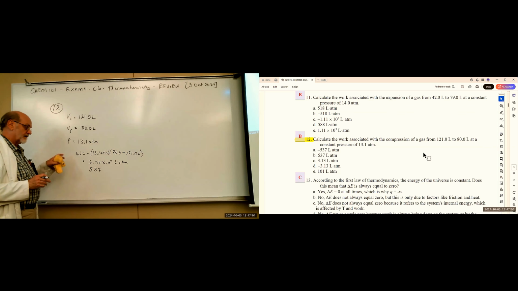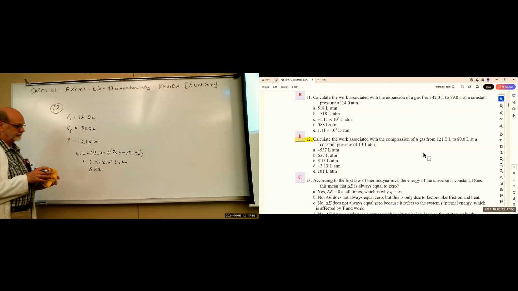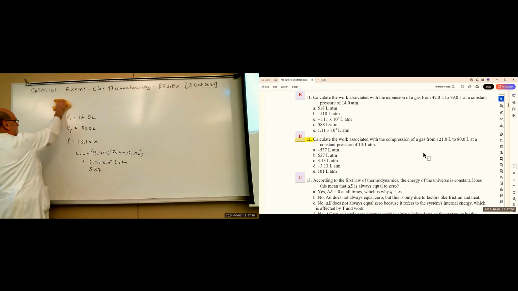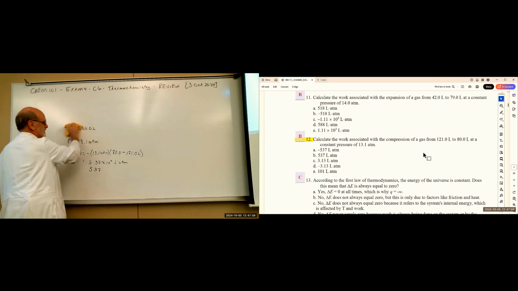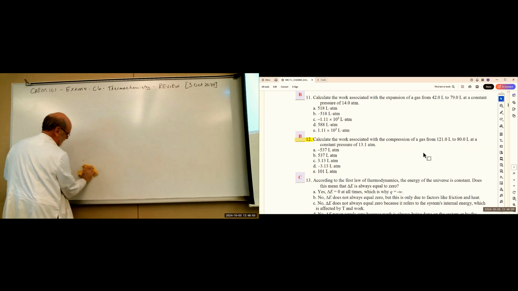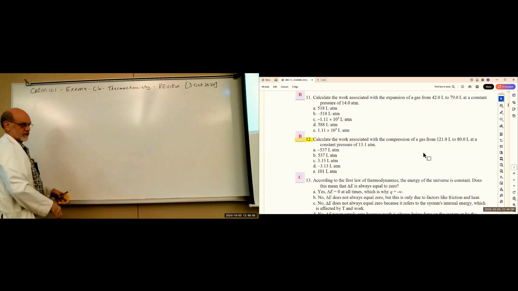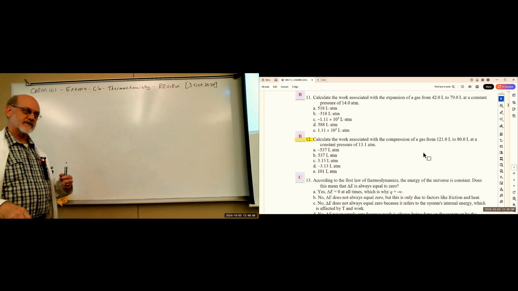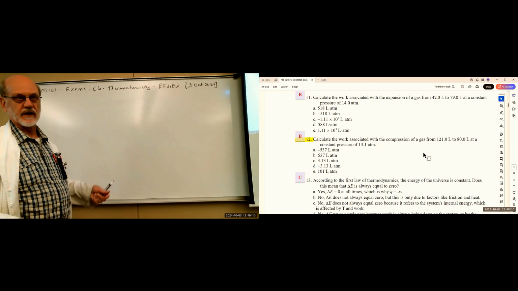That's a unit of energy, liter atmospheres. Sometimes it is, sometimes it isn't. Depends on what you're calculating. Now, joules is always energy. Liter atmospheres is energy when we do this type of calculation.